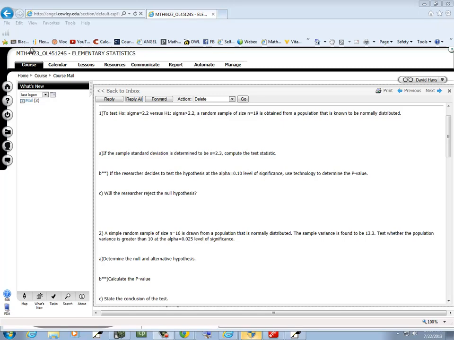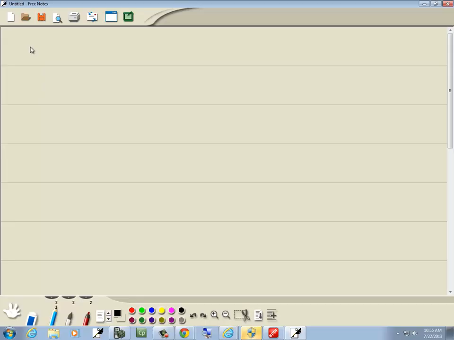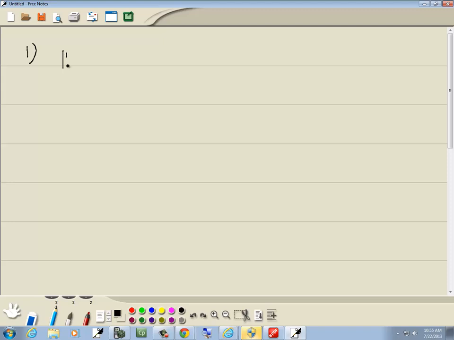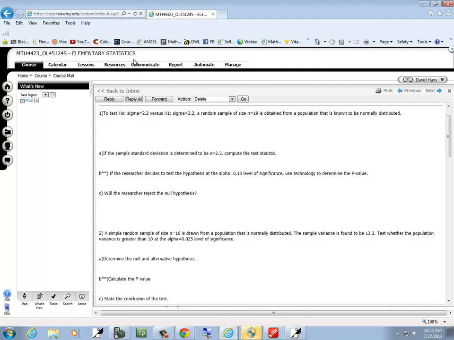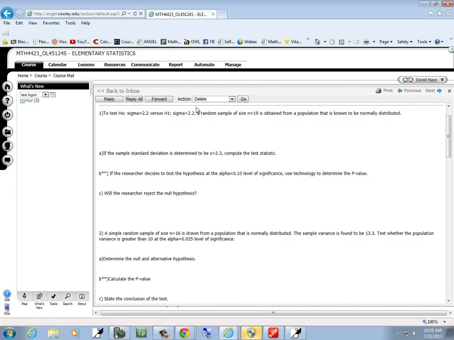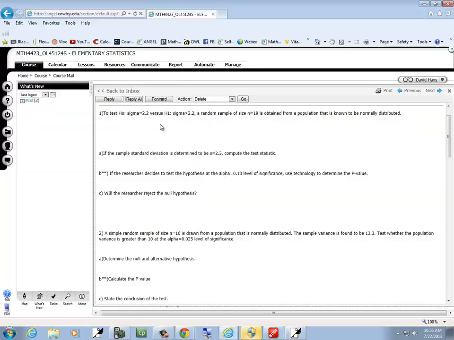Okay. I struggled with this one a little bit myself, but I figured it out. So let's take a look at it. It says to test H naught, sigma is equal to 2.2, versus H1, sigma is greater than 2.2.